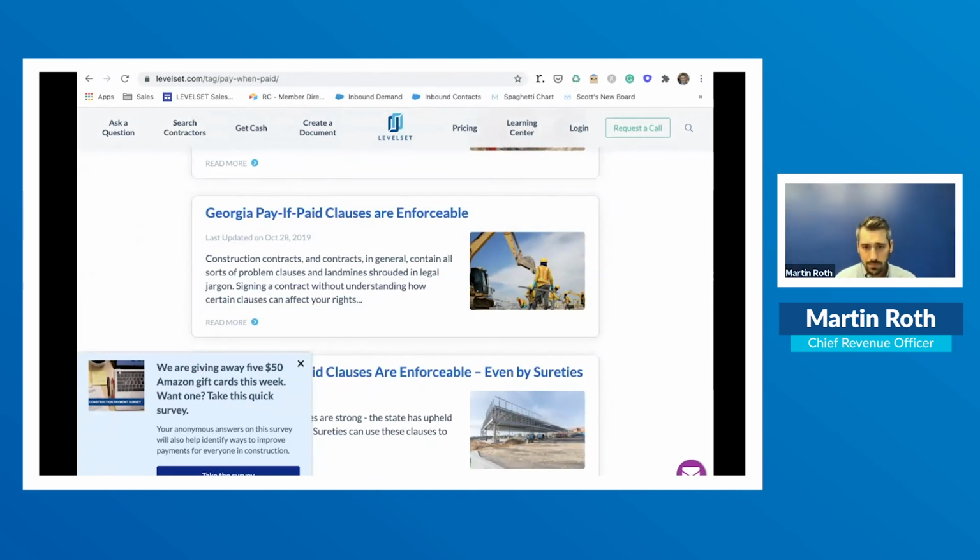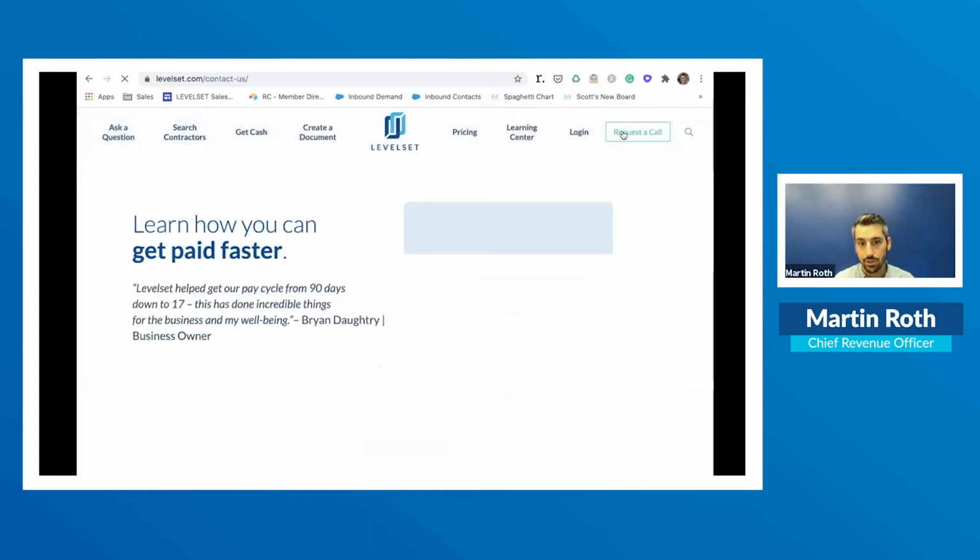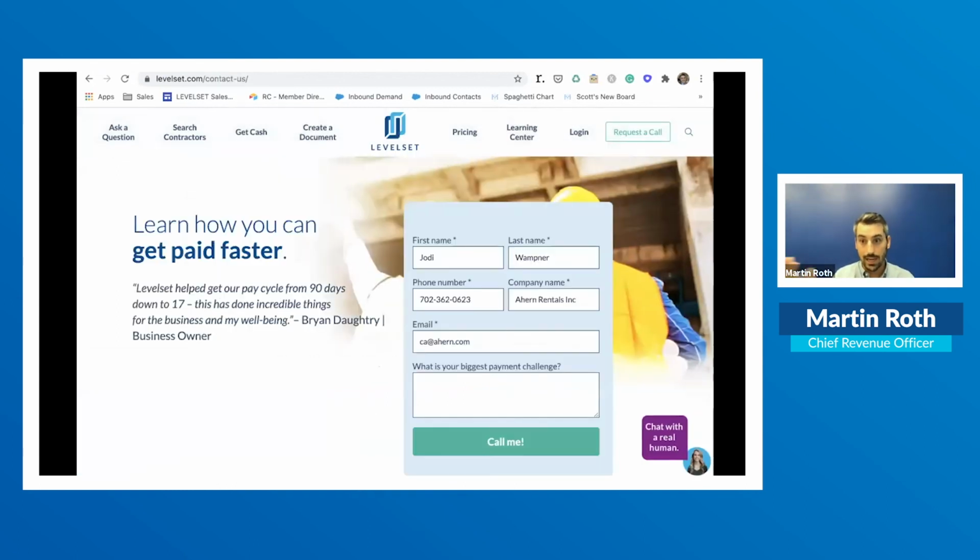Another question, can we put invoices into Levelset as a trial to see if we would like to continue the services? Absolutely. We can set you up, show you how to put invoices in the platform, send out a few payment reminders, and show you what the platform looks like. So that stuff is totally available to you. Again, martin@levelset.com. You can reach out to me, or you can go into our website and just request a call, and you'll connect with a member of our sales team, and they'll walk you through how to preview that function.